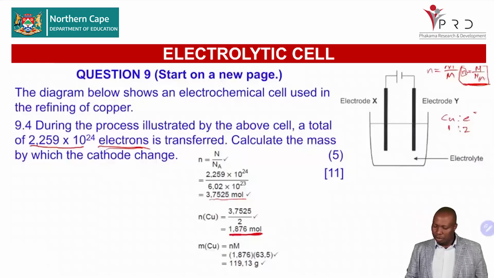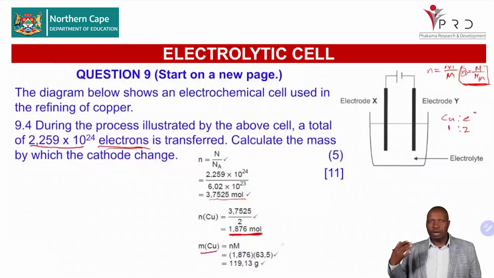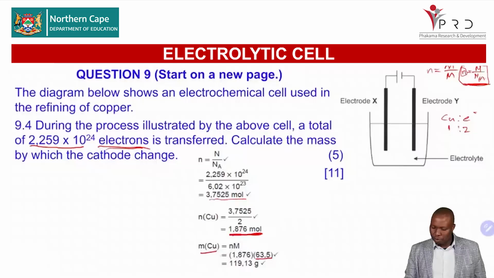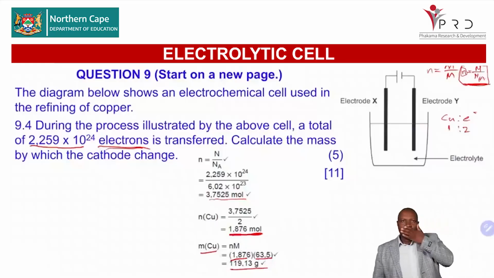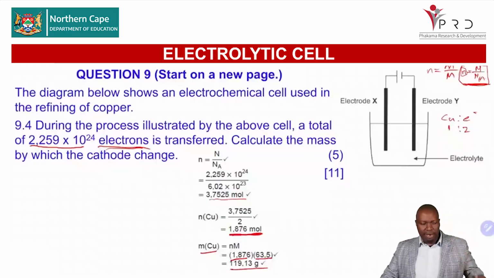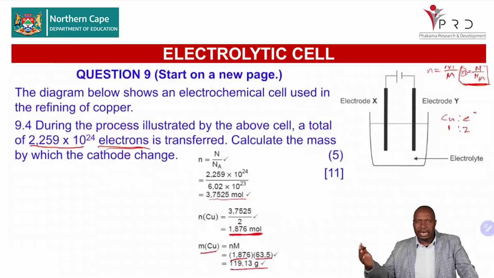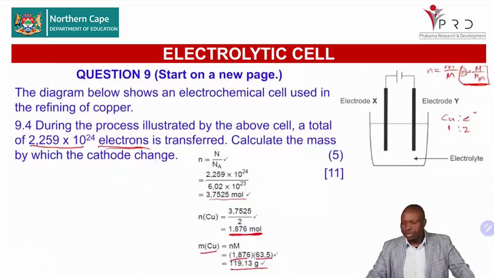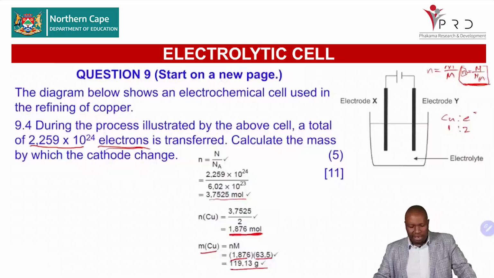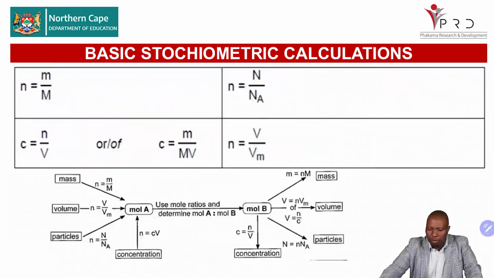Now I can use the number of moles of copper to calculate the mass. You know, number of moles equals mass over molar mass. The molar mass of copper is 63.5. When you multiply it by the number of moles, you get the mass of copper, which is 119. And if you check, this question is mostly there. In most of our questions, you are getting this type of question. Sometimes they will ask you to calculate current. So all the time, practice this type of questions, because they are there to stay, and definitely you cannot go to the exam without knowing.